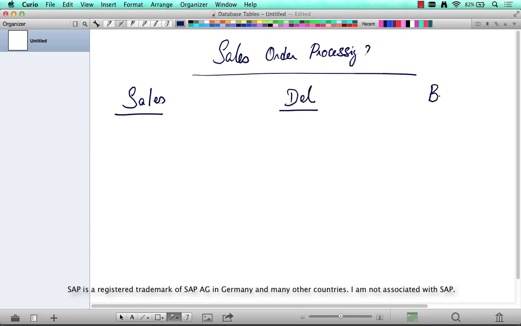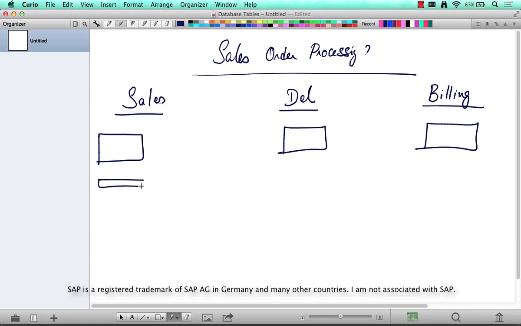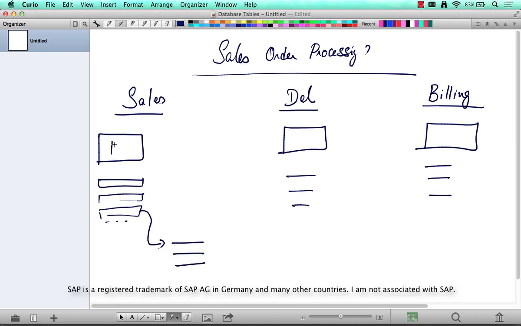So if we take sales, delivery, billing, there is data at the header level. And there is data at the line item level. And like I said, in the case of sales transactions only, there is data at the schedule line level. So this is header. This is line item. And this is schedule lines.